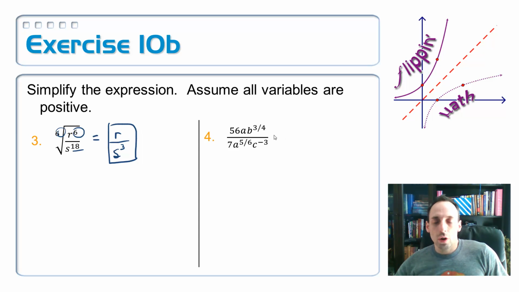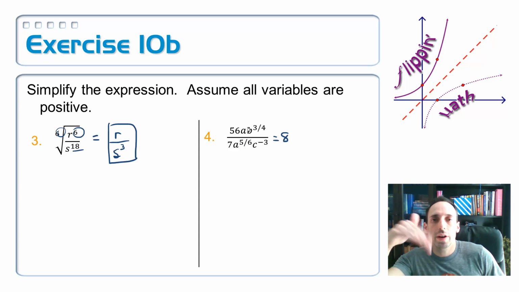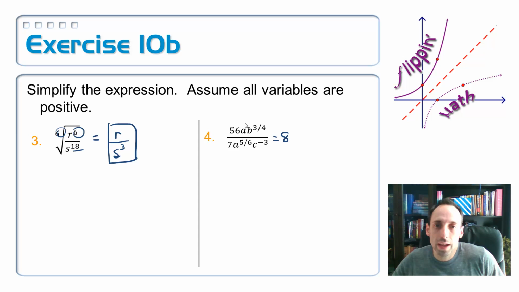Okay, over here on number 4, the 56 divided by 7, I just go ahead and divide that and I get 8. Now just subtract your exponents with the like bases. So I have a to the first minus a to the 5/6. That gives me a to the negative 1/6 power. The b, there's nothing to combine it with, so that's b to the 3/4 power. And then the c is negative power, so I'm going to flip that back up to the top and make that c to the positive 3 power.